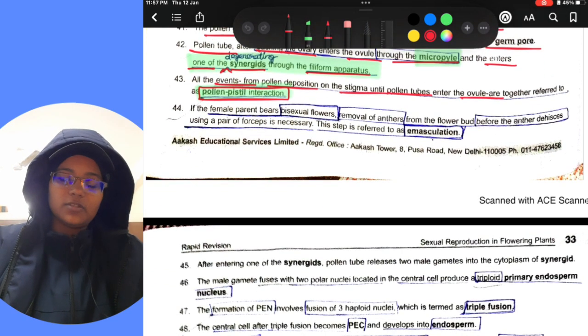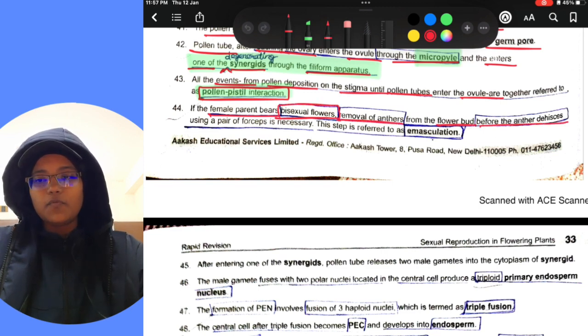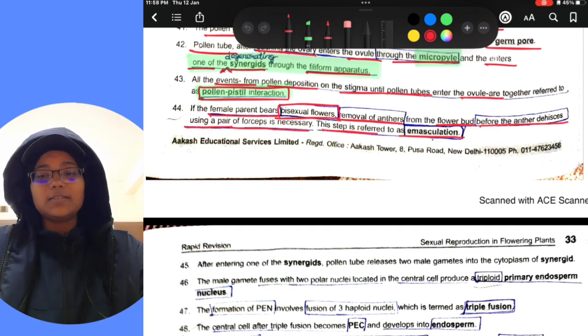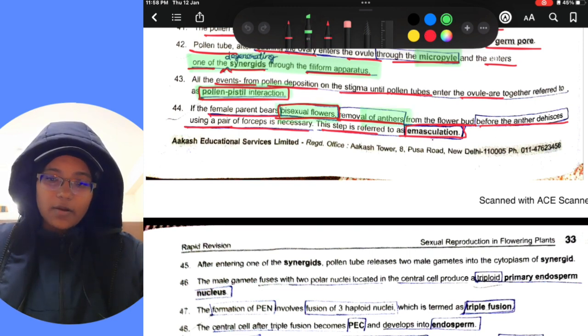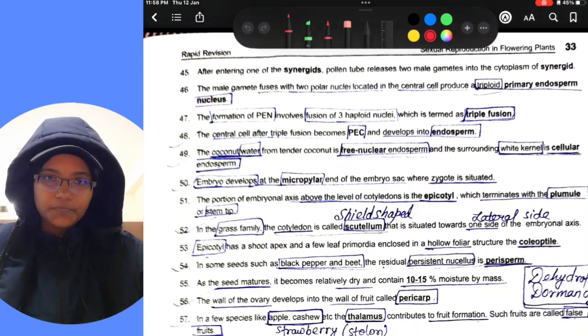Pollen-pistil interaction. If the female parent bears bisexual flowers, removal of anthers from the flower bud before anther dehiscence, using a pair of forceps, is necessary. This step is referred to as emasculation, meaning that you are removing the male part. Okay, emasculation.